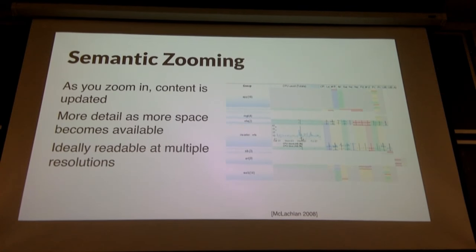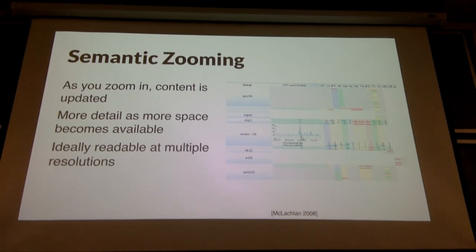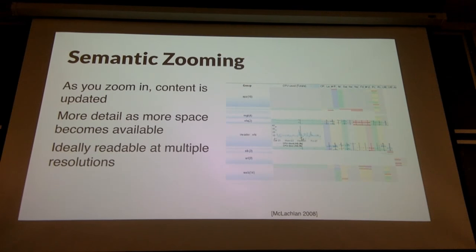Yeah, and so basically what you have to do if you build a semantic zooming interface, you have to really think about what you present at which level of detail. And that's tricky sometimes, but it can also be a quite powerful approach.